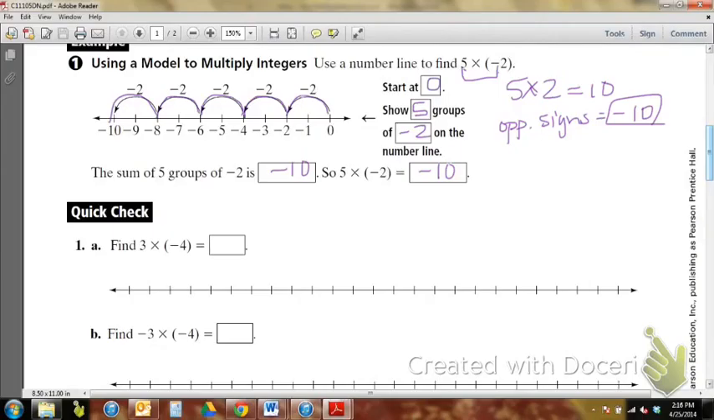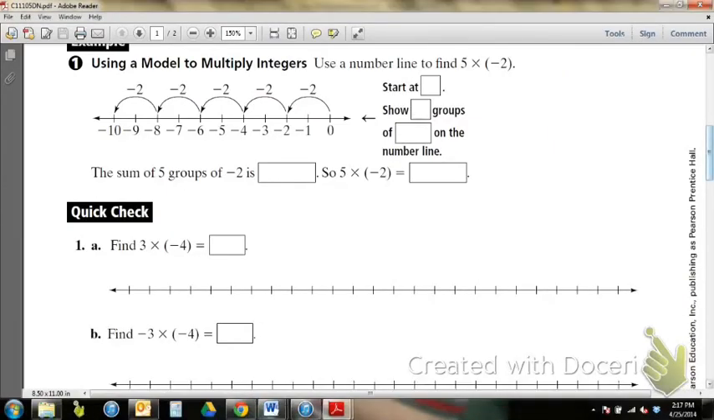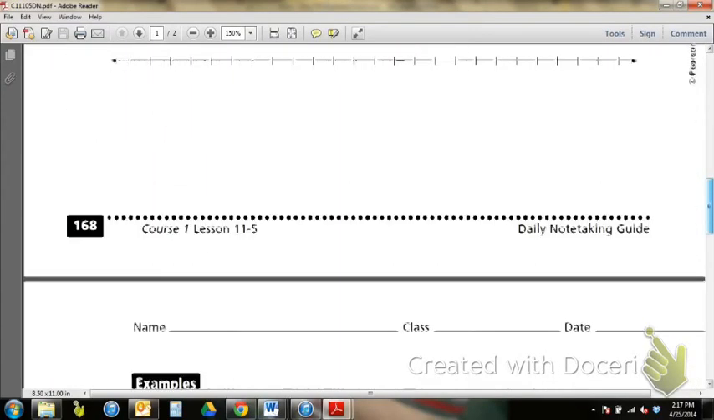Alright, so now you try the quick checks. There's just these two here. And then remember your rules, multiply your numbers. If the signs are the same, you get a positive answer. If the signs are opposite, your answer is negative. Let's try those. And then we'll move on to the next part.